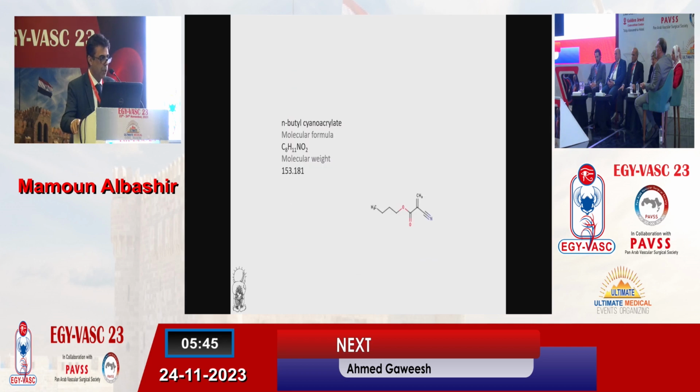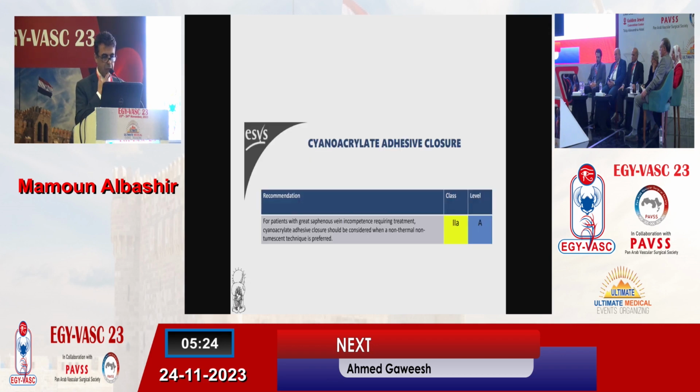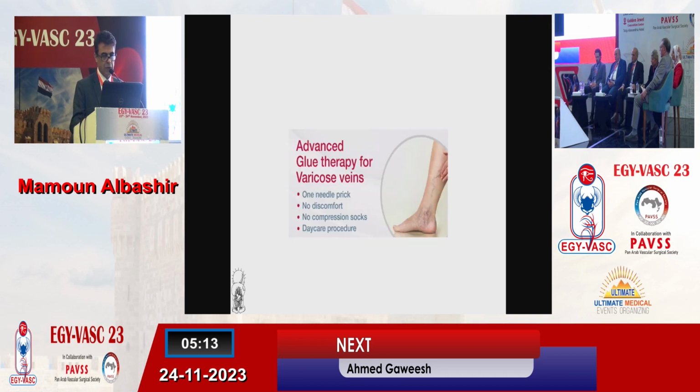Coming to glue, glue is N-butyl cyanoacrylate, which is a molecular formulation that has been known for many years and has been used in embolization for a long time. However, the newer formulated consistency of this has been used in endovenous therapy for about 10 years now. And from the ASVS, there is good recommendation and evidence that it is an effective way of venous closure and treatment of superficial venous disease.